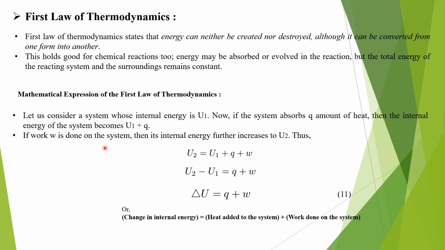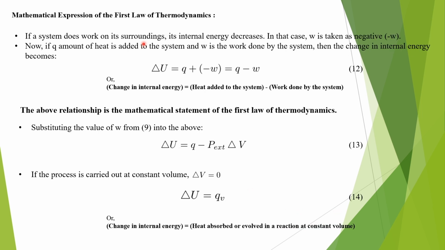Now if W is work done on the system, then the internal energy further increases to U2. Work is done on the system here, so W is positive. So by conservation of energy, U1 plus Q plus W gives you U2. So U2 minus U1 gives you Q plus W, where U2 minus U1 is nothing but the change in internal energy. So the change in internal energy equals the heat added to the system, because Q is positive, plus W, where W means work done on the system.